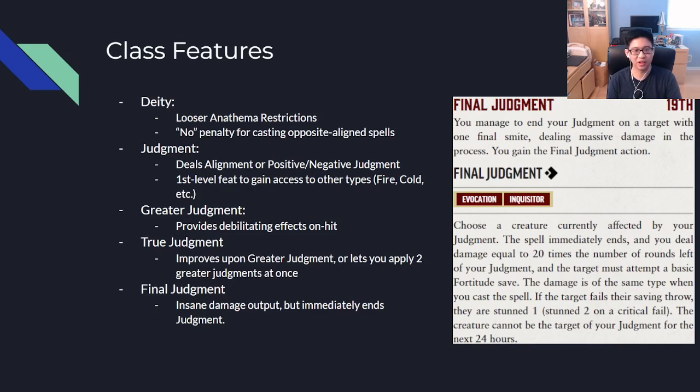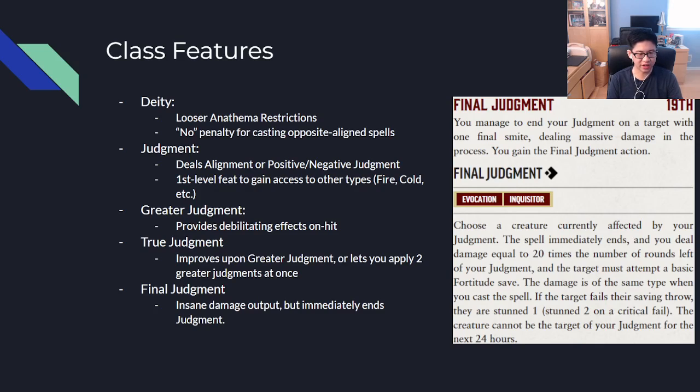And that is the same level where you would receive Greater Judgment and True Judgment. Greater Judgment and True Judgment are bonuses that apply when you strike a creature that is affected by Judgment, similarly to Debilitating Strike that the rogues receive at around the same level. And what this does is it imposes a penalty that you can change every time.